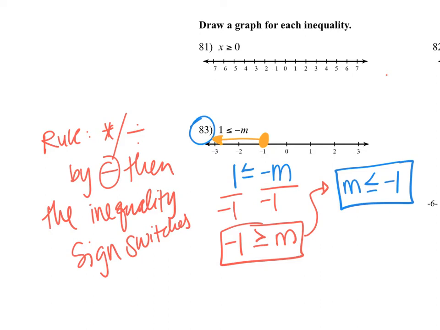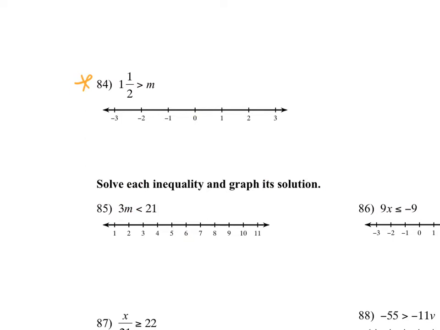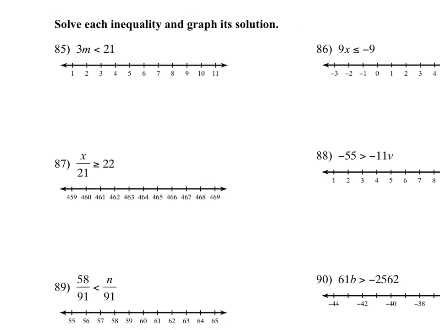Let's try another one. So 84, again, we have the variable on the right side, so I'm going to change it around. It is m, it's pointing there, so 1.5. So this is going to be an open circle, so 1.5 is roughly right here, and it is less than, so it is going to the left.